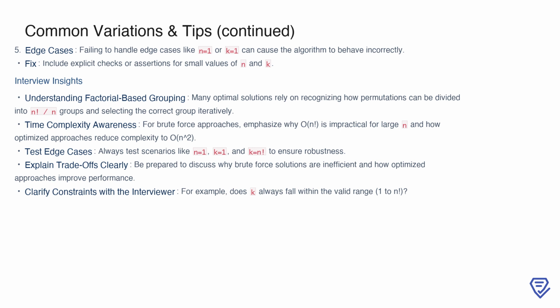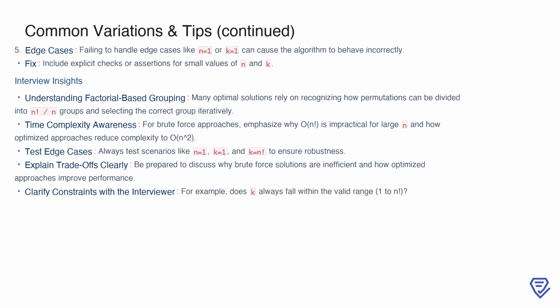From an interview perspective, understanding factorial-based grouping is key. Optimal solutions often rely on dividing permutations into groups of size (n-1)! and iteratively narrowing down to the correct group. Be prepared to discuss the inefficiency of brute force approaches, which operate at O(n!), and contrast that with optimized solutions that reduce the complexity to O(n squared).